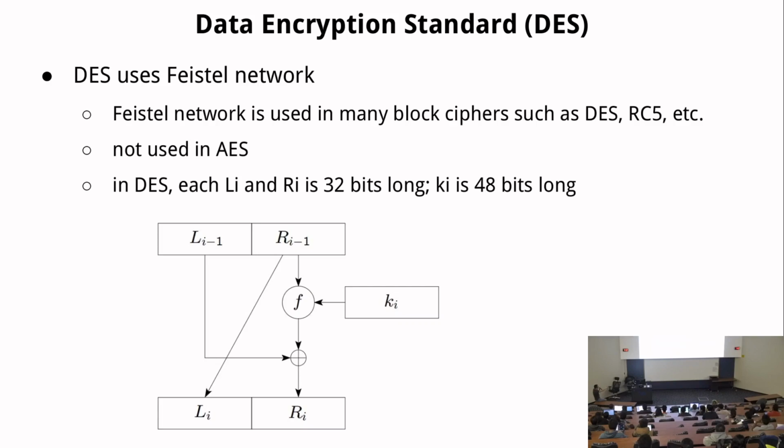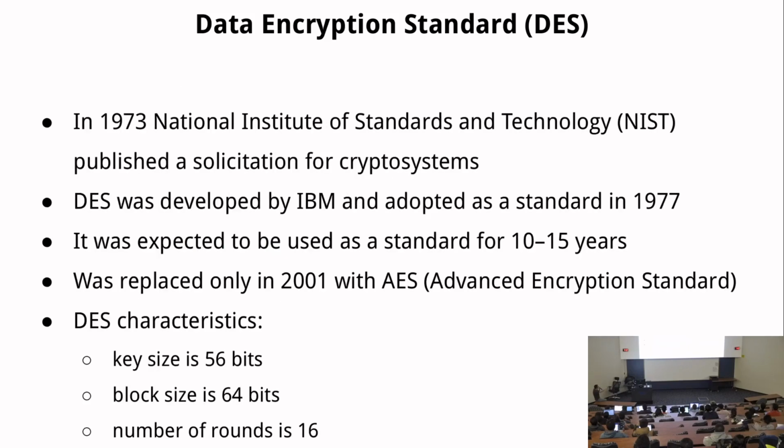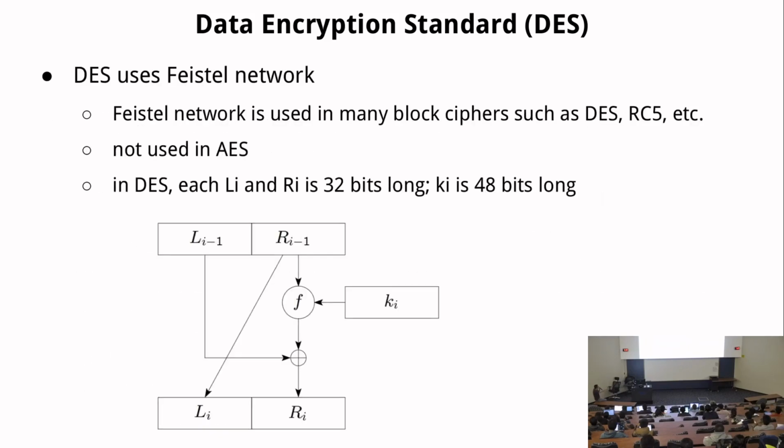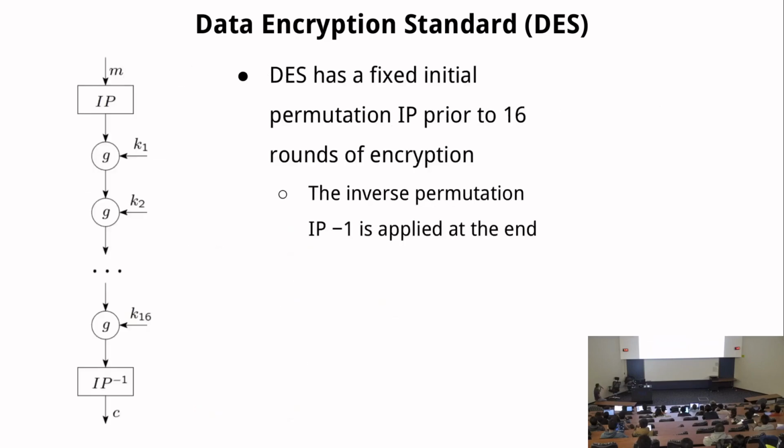For each round, the key is only 48 bits. So there will be some padding to make it longer, actually. So the master key is 56 bits. For each round, the key is only 48 bits.